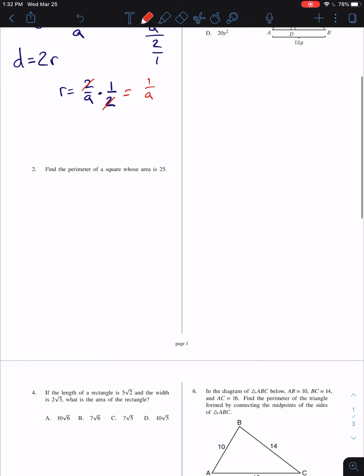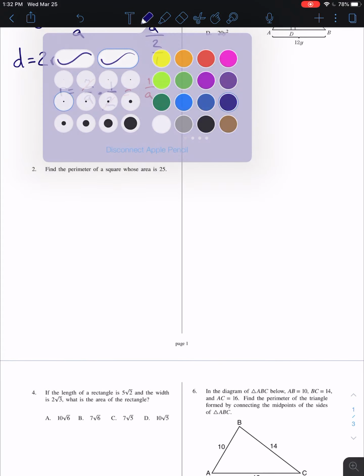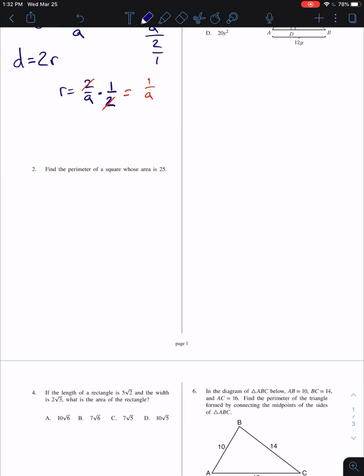All right, let's take a look at number 2. Question number 2 says, find the perimeter of a square whose area is 25. So we know the area is 25. Now we're talking about a square, so remember, this is where that quadrilateral unit we finished up last week comes into play. What do we know about a square? We know that every side of a square has the exact same length. That's important. Believe it or not, that is very important.